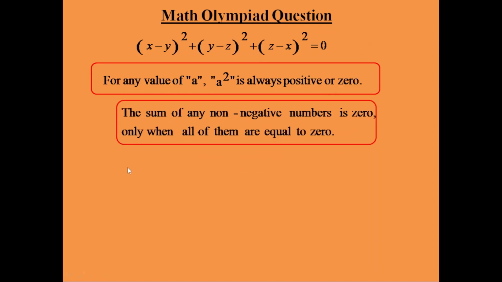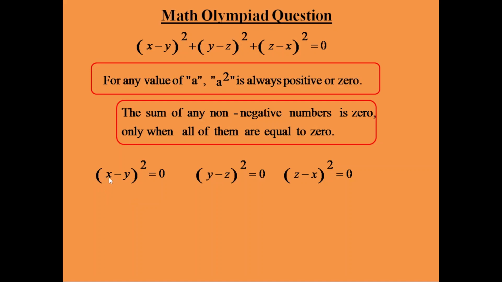Now consider one more statement. The sum of any non-negative numbers is 0 only when all of them are equal to 0. So these are non-negative numbers. X minus y whole square is a non-negative number. Y minus z whole square is non-negative. Similarly, z minus x whole square is a non-negative number. So the sum of these numbers is equal to 0 only when all of them are equal to 0 individually. X minus y whole square should be 0. Y minus z whole square should be 0. Z minus x whole square should be 0.